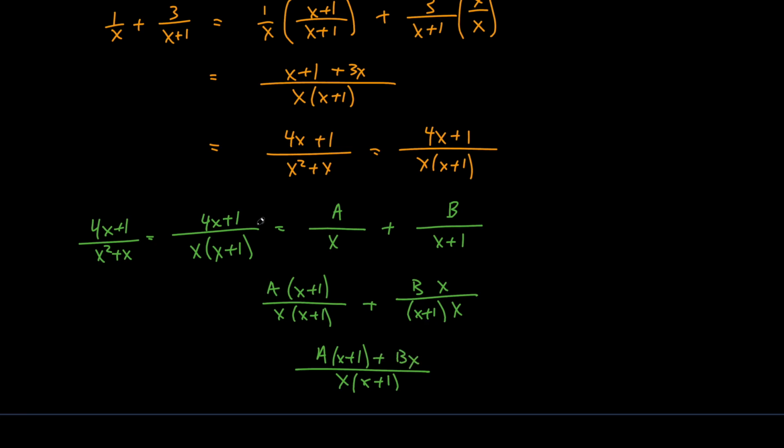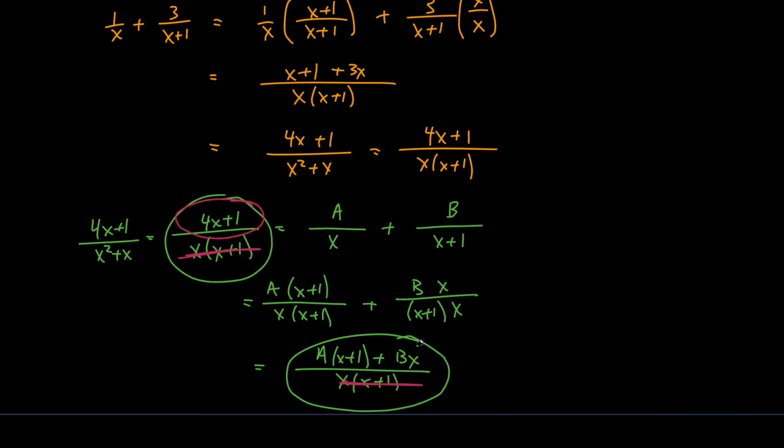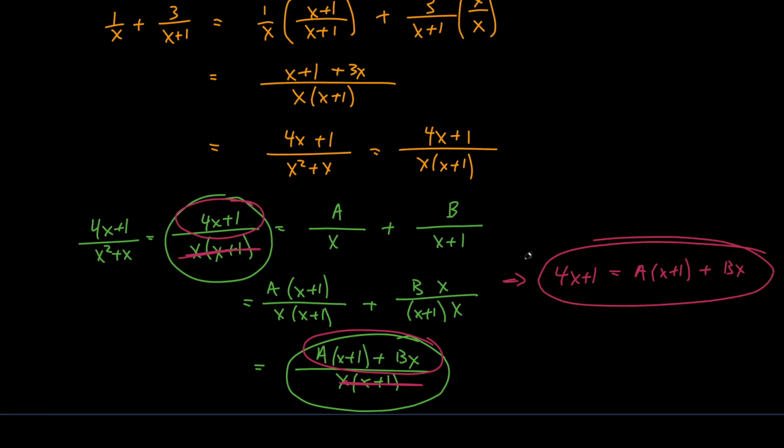Okay. Now remember, this is all equal to 4x plus 1 over x times x plus 1. And so if this is equal to this, I can ignore the denominators, and therefore 4x plus 1 should equal a times x plus 1 plus bx. So I'm going to write that over here. This tells me that 4x plus 1 is equal to a times x plus 1 plus b times x. Okay, so this is the equation that's important to me. I now need to solve for a and b using this equation.